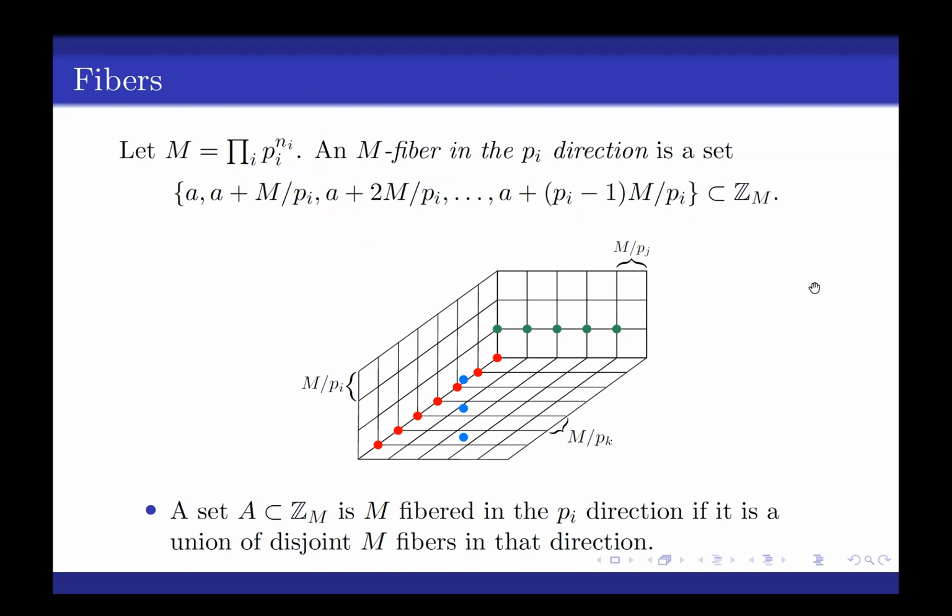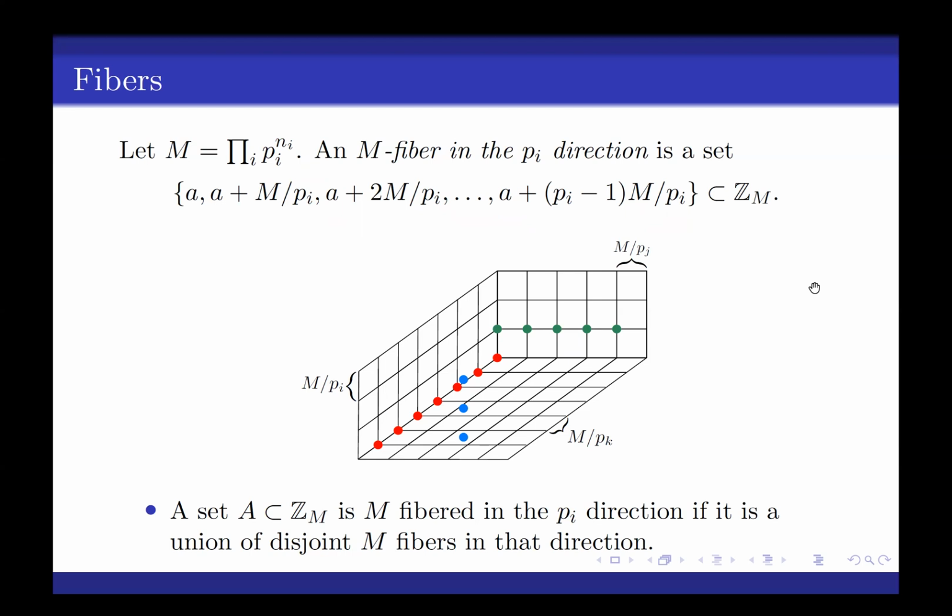Okay, so what is an M fiber? An M fiber in a fixed direction, say in the pi direction, is simply a set of the form you see in front of you. Actually, this is simply a maximal length arithmetic progression of step size m over pi. So in the picture in front of you, you're seeing 3 M fibers in 3 different directions. Say the green is in the pj direction, the blue is in the pi direction and the red is in the pk direction.